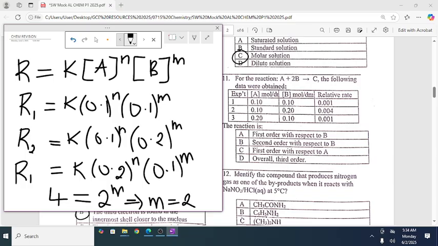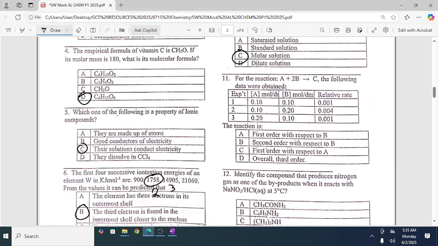But you can use experiment 1 and experiment 3. Since the concentration of reactant B is constant, when you divide, your m is going to disappear and you'll be able to see that it is zero order with respect to reactant A. So the overall order is going to be 2, because 0 plus 2 is 2. So I'm certain that option B is correct, second order with respect to B.